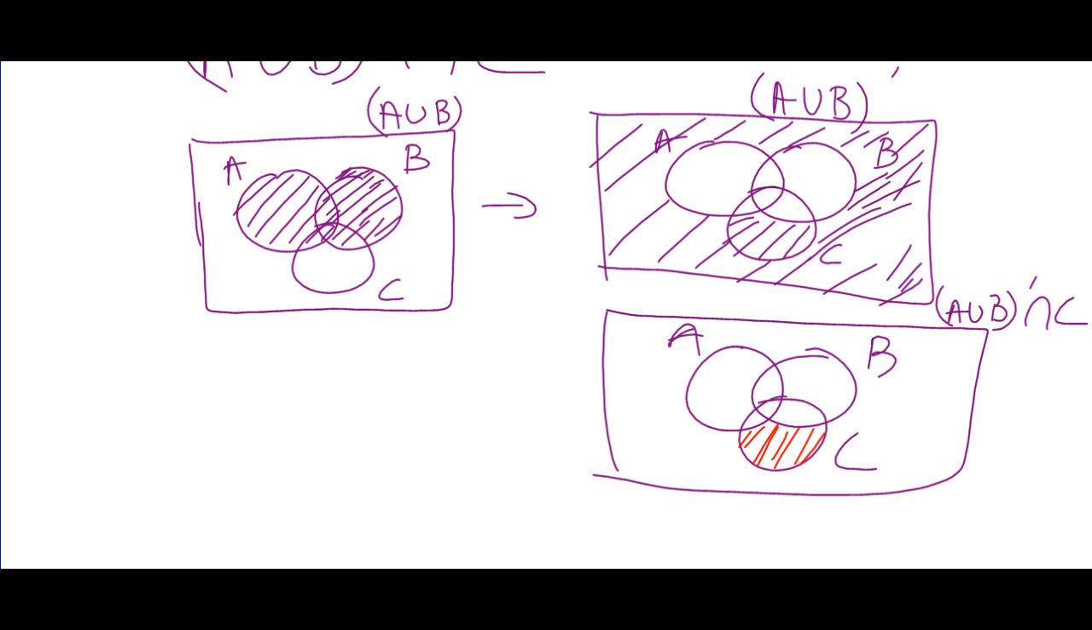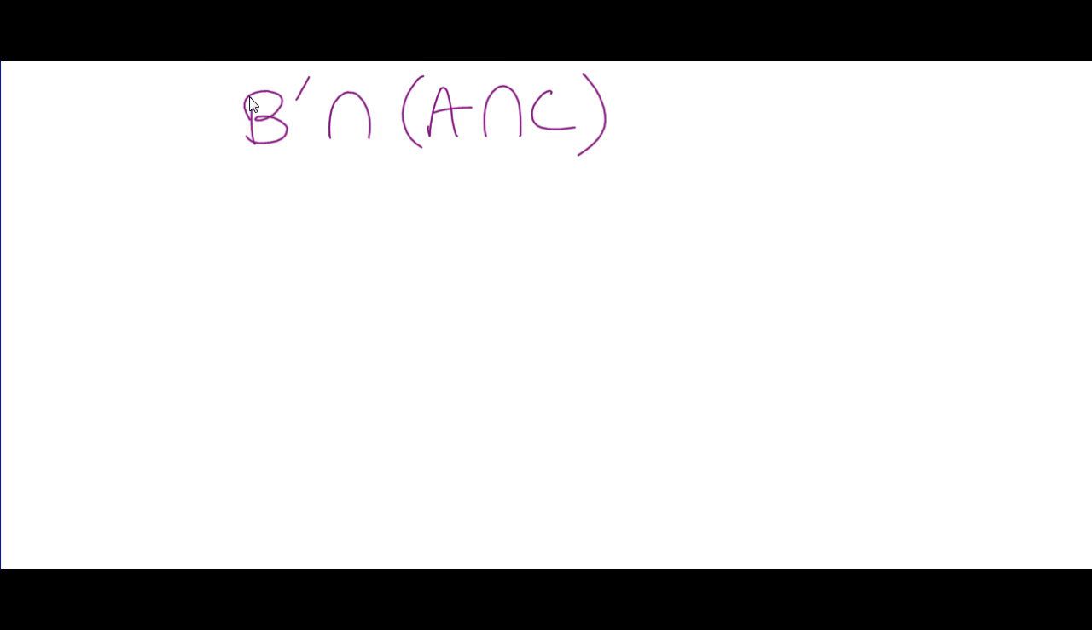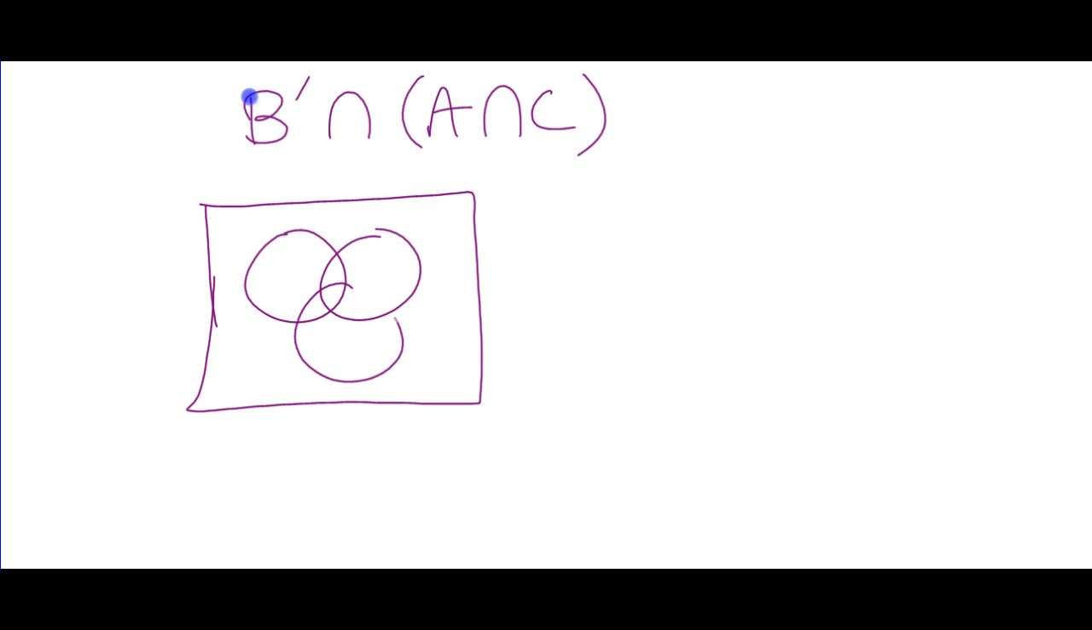I want to pause this and try one thing. I saw this on the field test or something, not this particular one, but stuff like this. So the idea is let's shade in B prime intersecting with the intersection of A and C. Again, we should do this in a few steps. So where do we start? What should we do first?